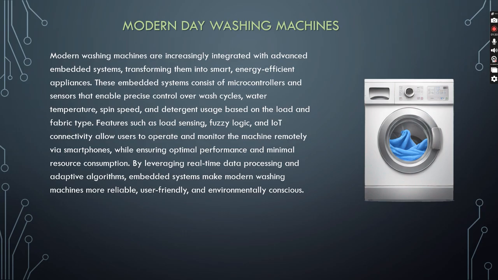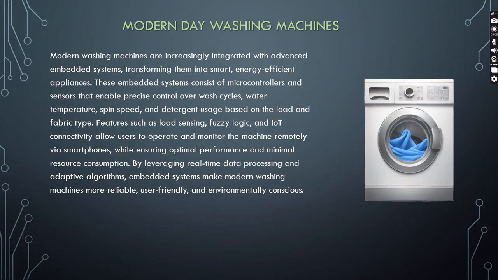Modern day washing machines are used in almost every home. Modern washing machines are increasingly integrated with advanced embedded systems, transforming them into smart, energy efficient appliances. These embedded systems consist of microcontrollers and sensors that enable precise control over wash cycles, water temperature, spin speed, and detergent usage based on the load and fabric type.